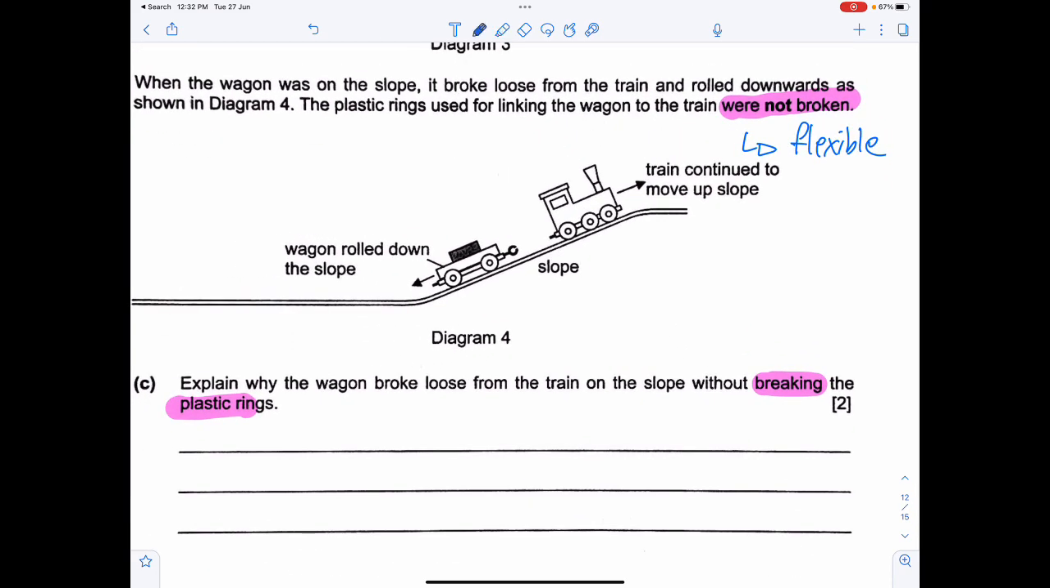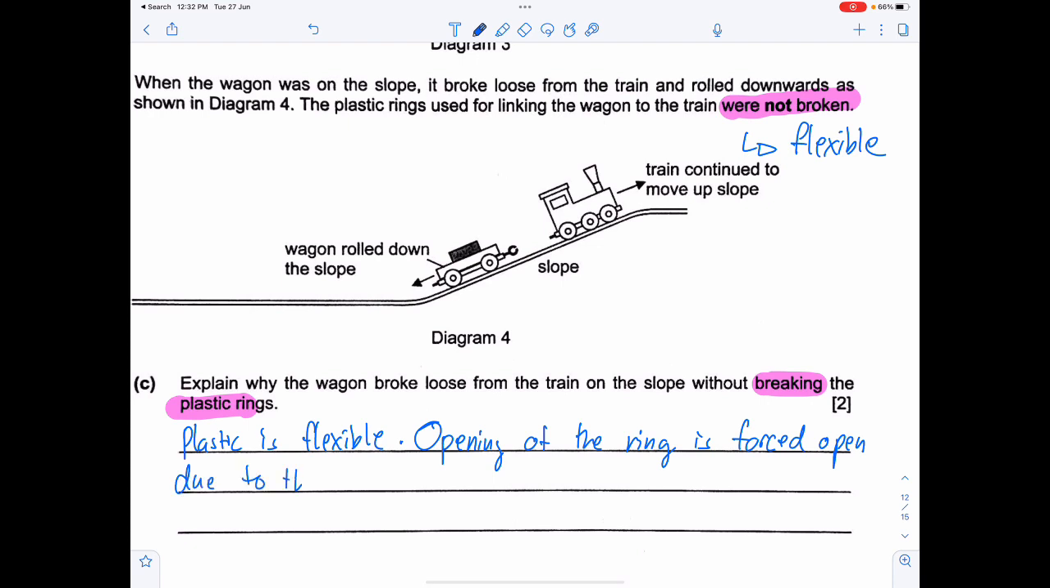So what would your answer be? Plastic is flexible. And then you go on to say that the opening of the ring is forced open due to the mass or the weight. The weight of the mass. So the mass in this case is the object.